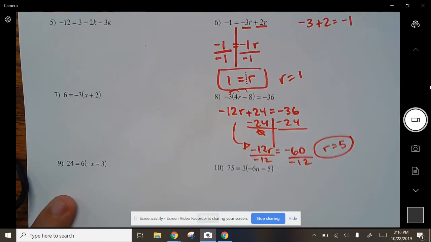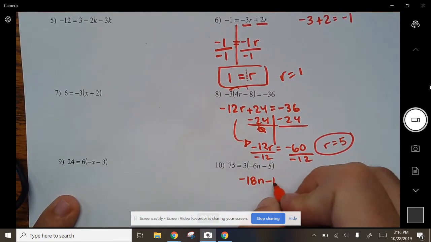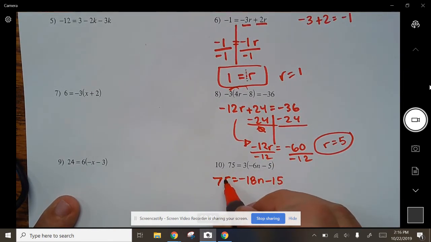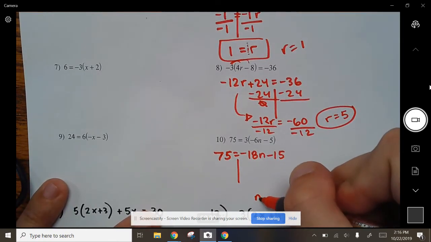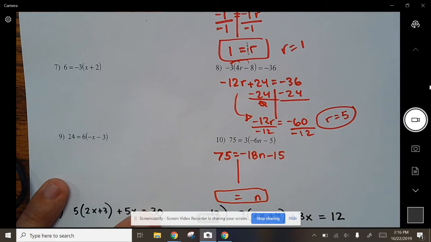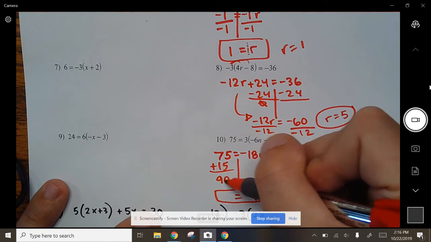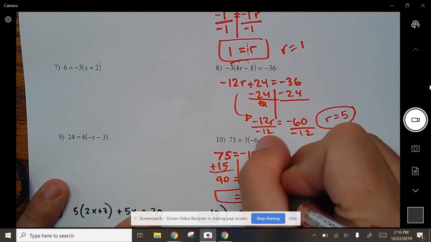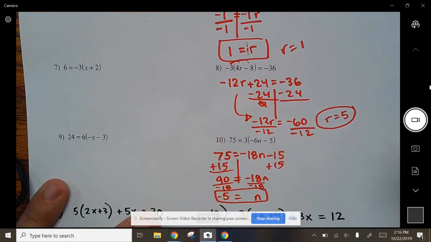Number 10 is a little goofy as well. You're going to get negative 18n minus 15. That's just with distributive property right there. And then 75 on this side. How do we keep going? We want to get the n eventually to be by itself, right? To do that, we got to get rid of the 15 first. I'm going to divide. And believe it or not, it goes into it 5 times. 18 times 5 is 90.